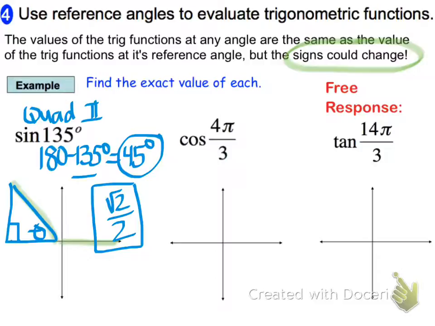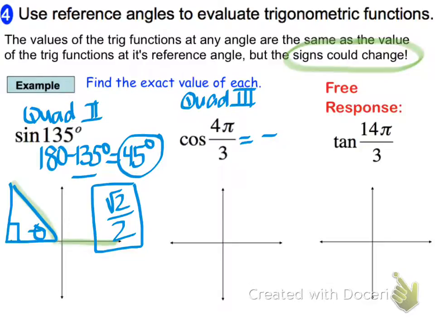The next one, cosine of 4 pi over 3. Let's try this for a minute without the picture to see really how these reference angles could be helpful. 4 pi over 3 would be in quadrant 3. Now, in quadrant 3, you have to remember that cosine is going to be negative. So right away, I know my answer is going to have to be negative.